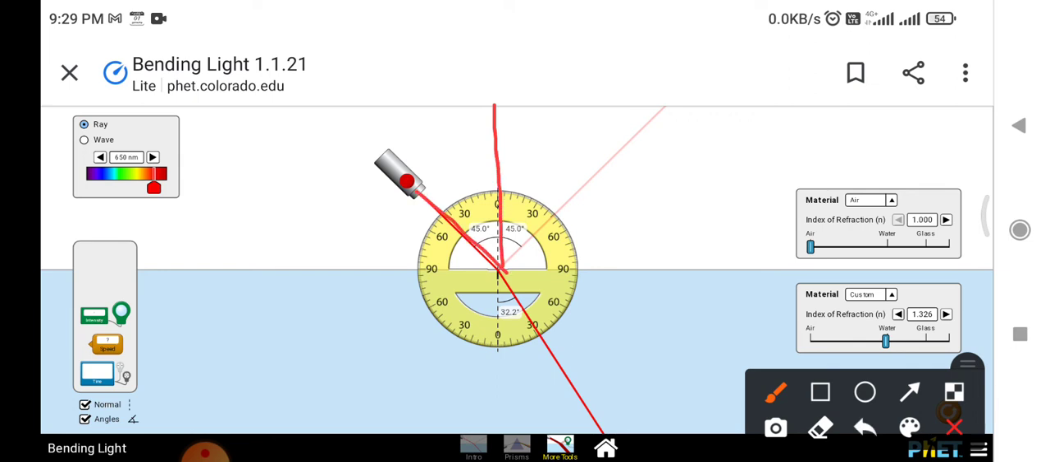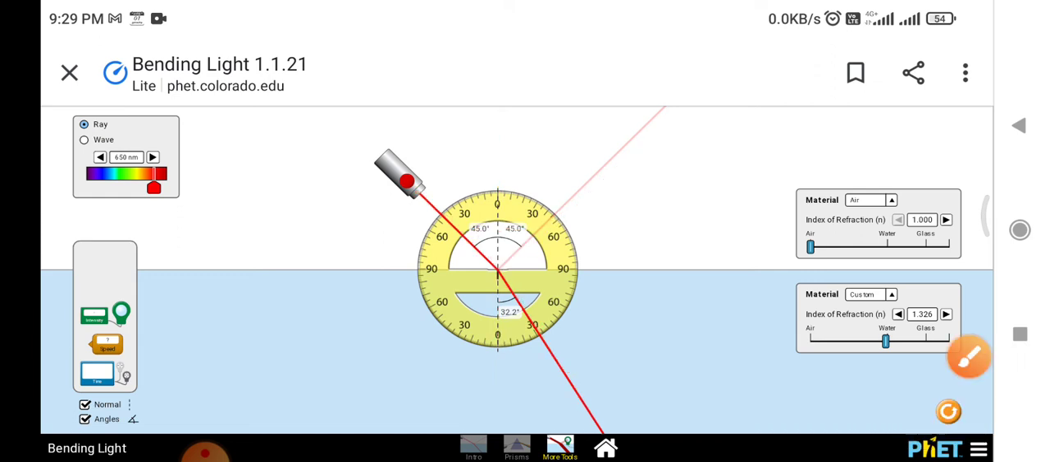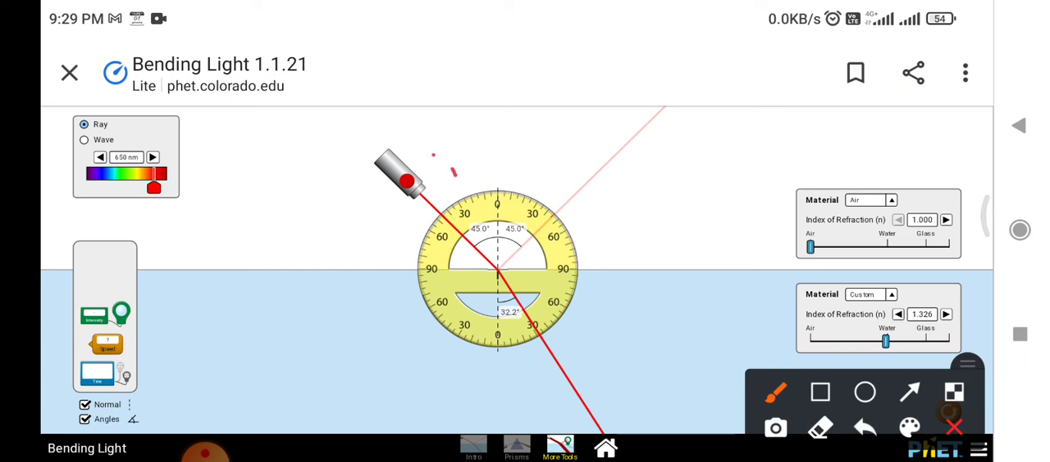This is the incident ray, so the angle is 45. This is the refracted ray, this is the normal line. So this angle is 32.2. And see the angle of reflection, 45. So see the angle of incidence I, and the angle of reflection R. This is a reflection, this is a refraction. So the angles of I and R are 45 degrees. The angle of refraction is 32.2.